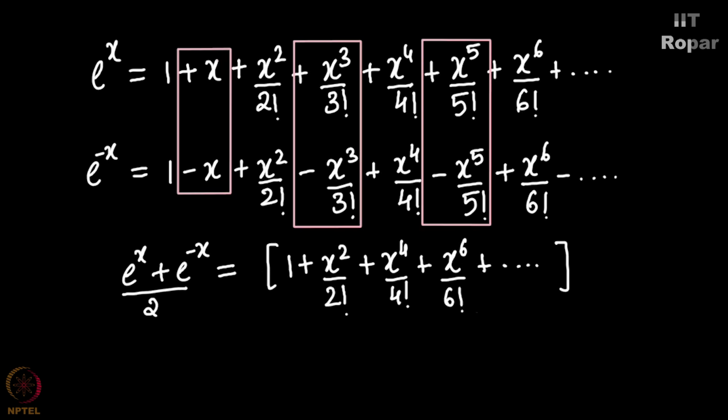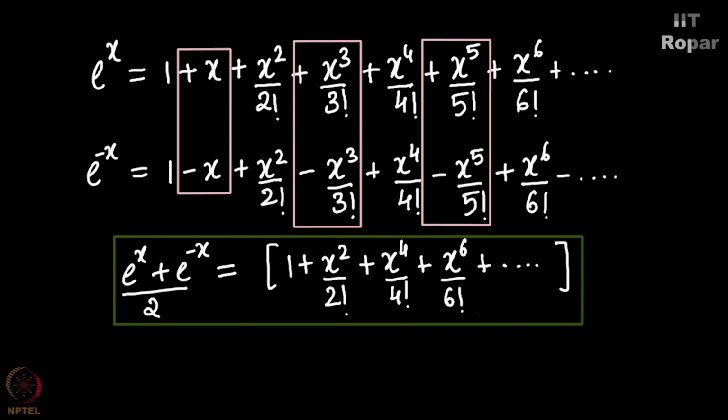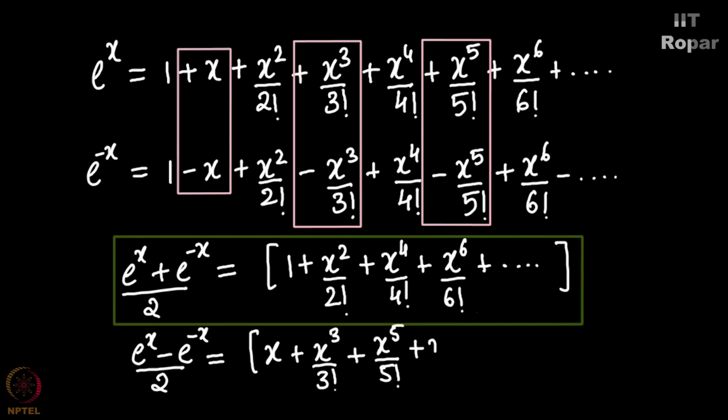So 2 can come to the left hand side in the denominator and this becomes e to the x plus e to the minus x by 2, which is equal to so much. Let us box this for future reference. Similarly, you can observe that e to the x minus e to the minus x by 2 is actually equal to x plus x cube by 3 factorial plus x to the 5 by 5 factorial and so on.